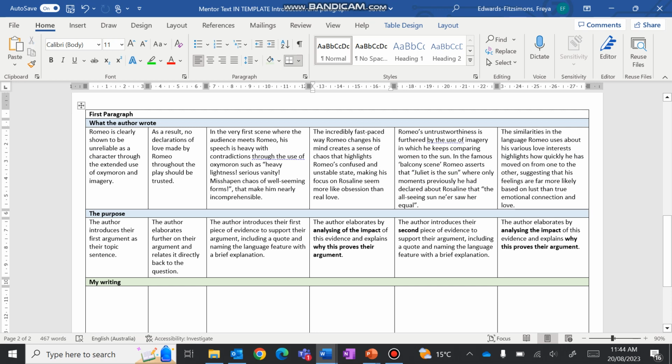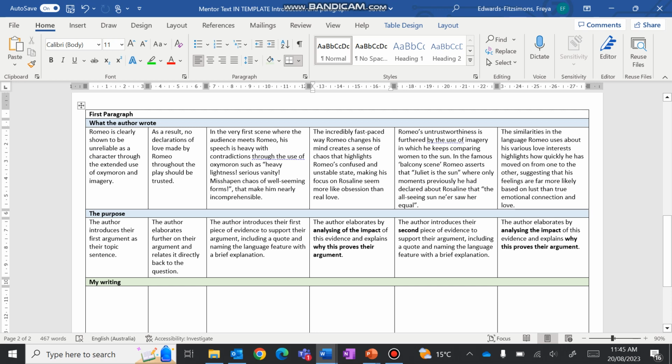But again, the key thing for students is the difference here between the two clauses. So, yep, I've explained what happened. The fast-paced way he changes his mind creates a sense of chaos that highlights his confused state. And just like my topic sentence to elaboration, I'm then linking it back to my argument and back to the question, making his focus on Rosalind seem more like obsession than real love. I can't just stop at him being unstable. I need to express that back. The second bit is exactly the same format.